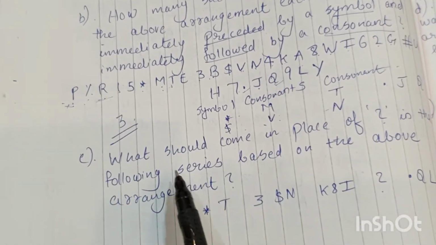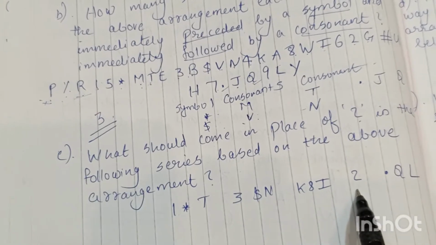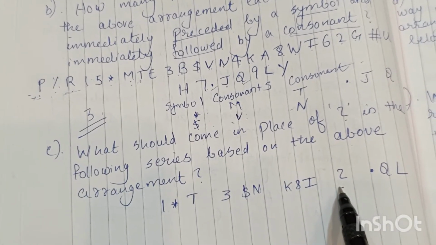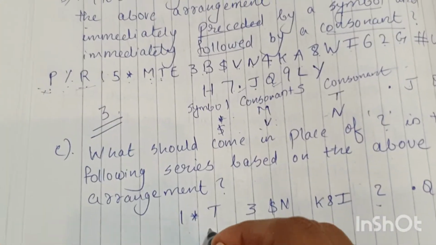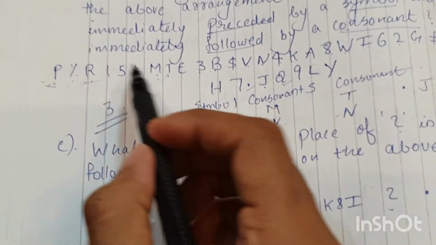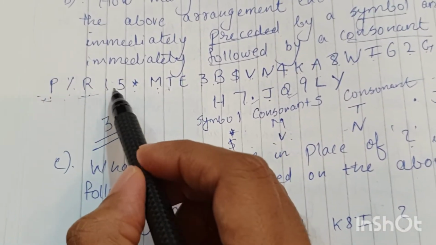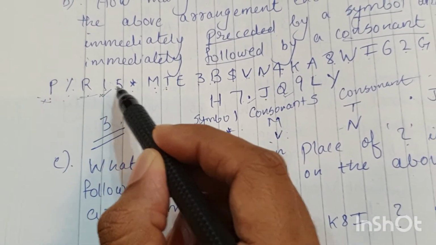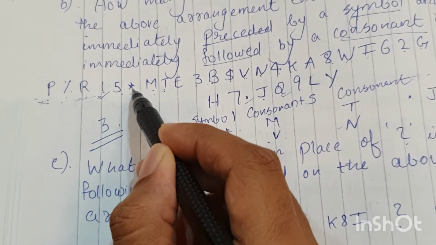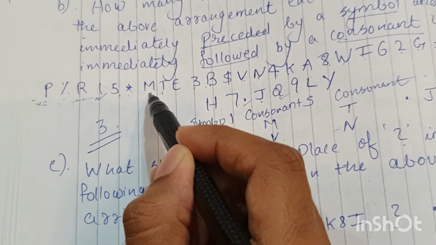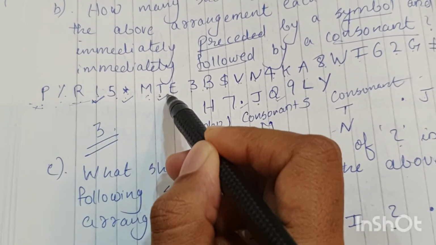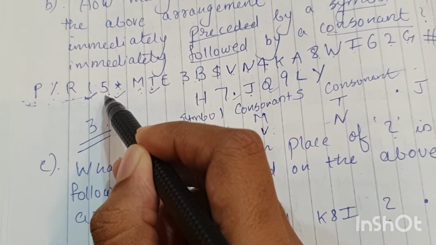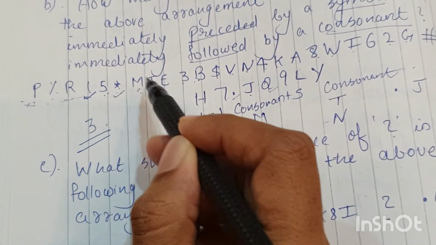Going to the next question. What should come in place of the question mark in the following series based on the above arrangement? So we can compare the series. It is not I, 1 star T. Okay, 1 star T. See, this is 1, eliminating the next one, again star, then omitting M, again T. Okay, so 1 star T. 1 after 1, omitting 5, then star, omitting M, then T.